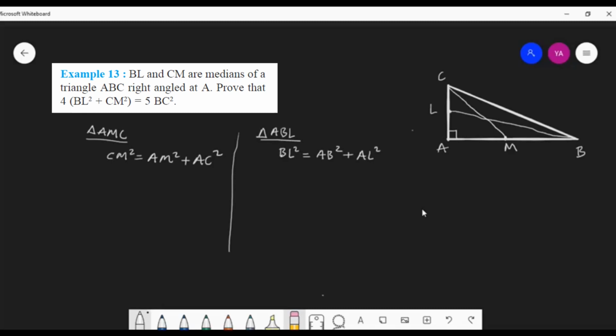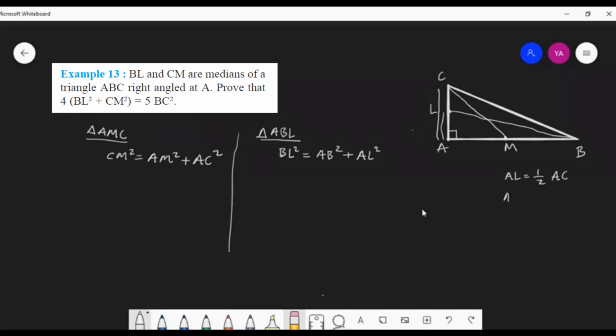We know BL is the median drawn. BL is the median. So the median will bisect the opposite side, right? What is the relation between AL, this length, and this AC? Half, right? So we can write AL is equal to half AC. L will be the midpoint of AC. So median is the line joining the midpoint of a side and the opposite corner. So L is the midpoint, and we can write AL is equal to half AC.